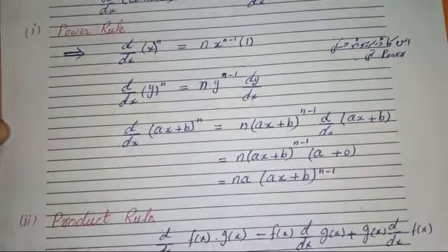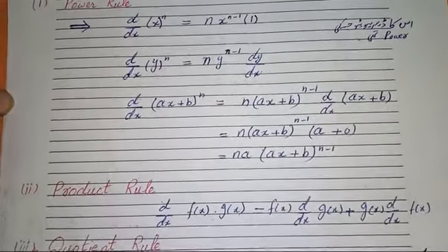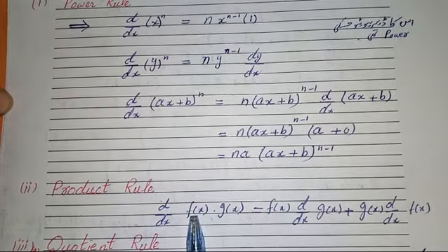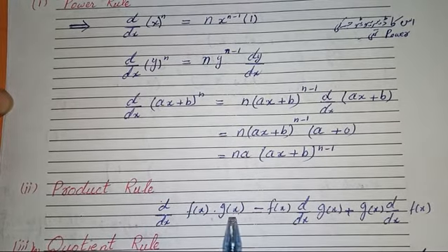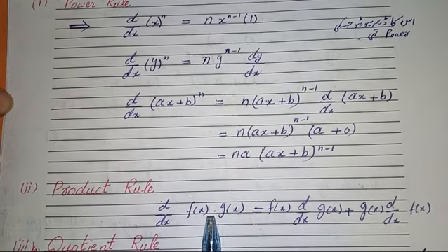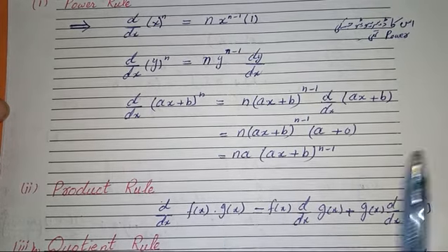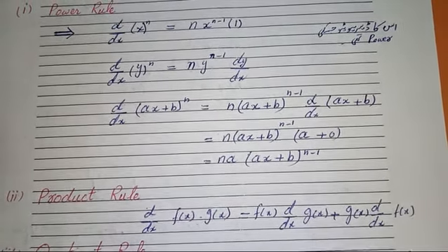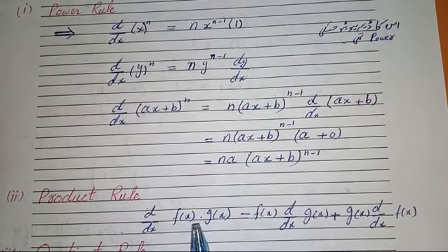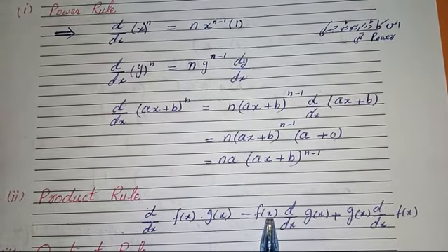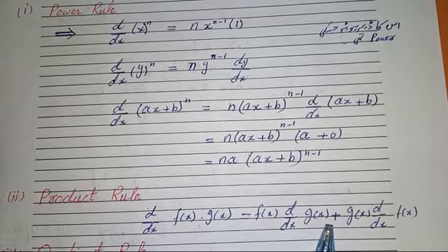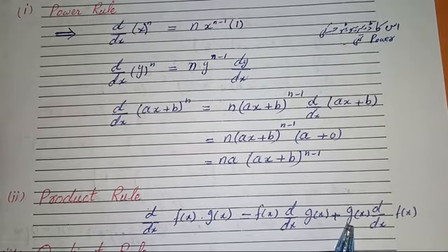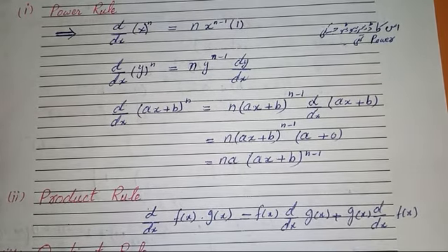And secondly, we will use the product rule if there are two terms, just like here f of x and g of x, both written in multiplication product form. What's the product rule? First term written as it is, derivative of second one, plus second term written as it is, derivative of first term. So this is the product rule.